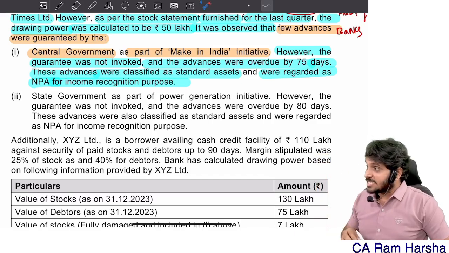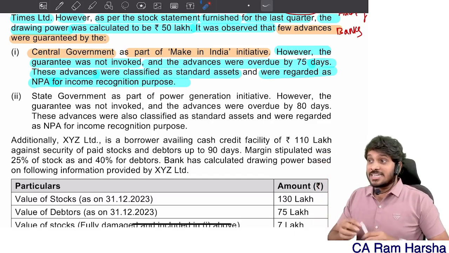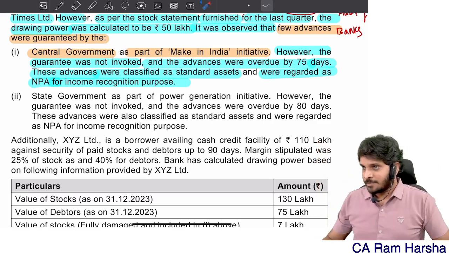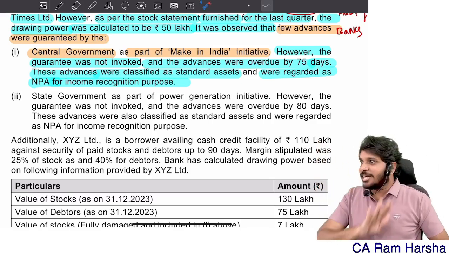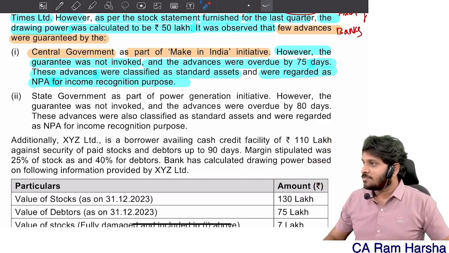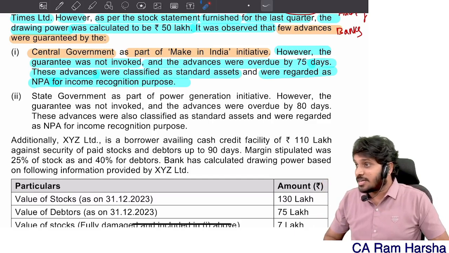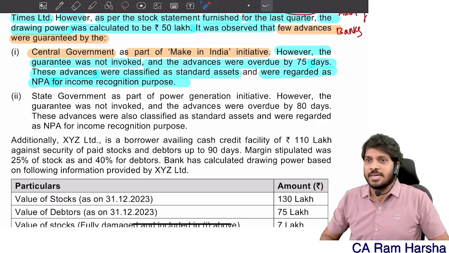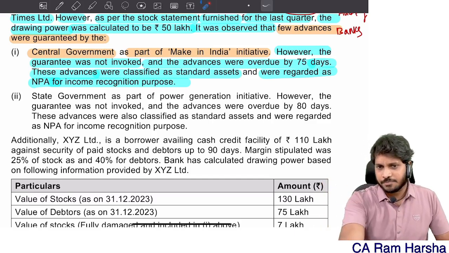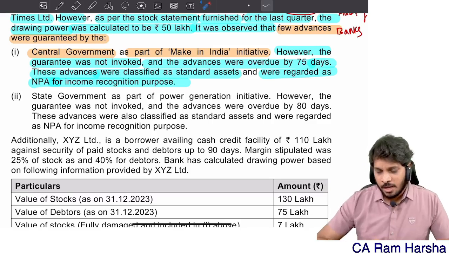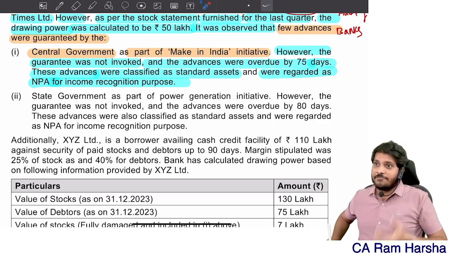Drawing power. Sanctioned limit is based upon customer repayment capacity. But however much the customer is ready to repay, we will not give that much loan. We give loan based upon the security provided by the customer. So drawing power is based upon the value of the security.